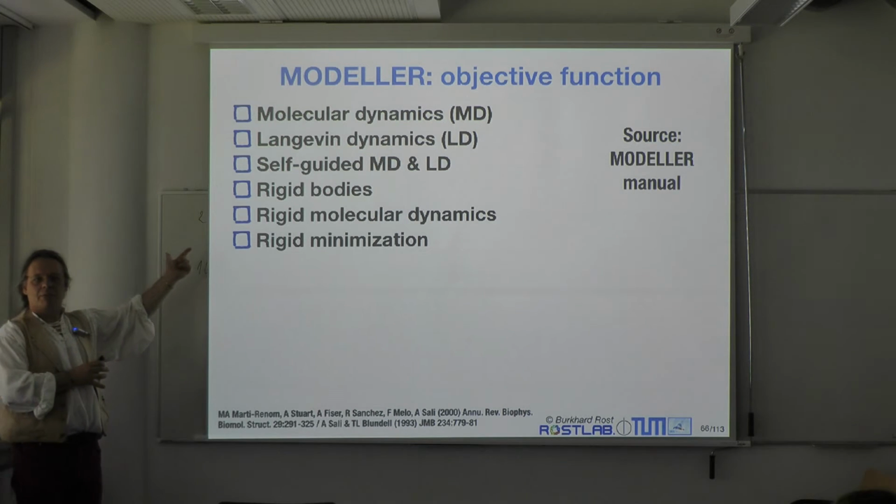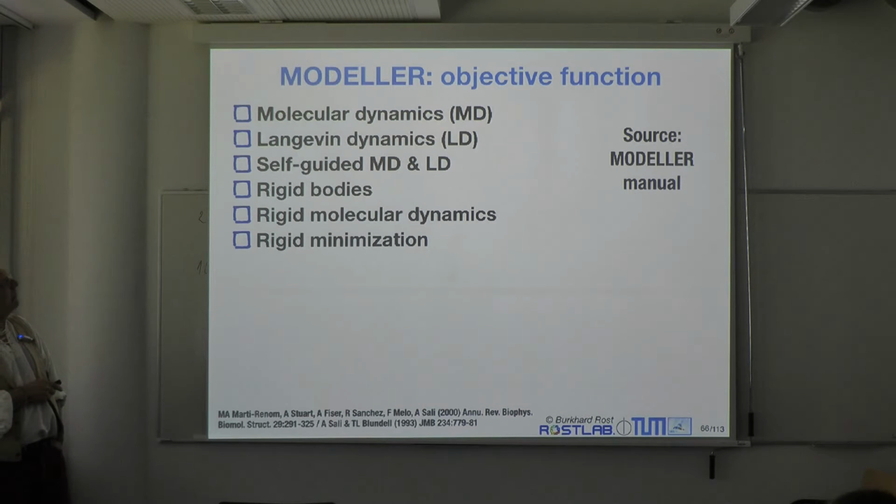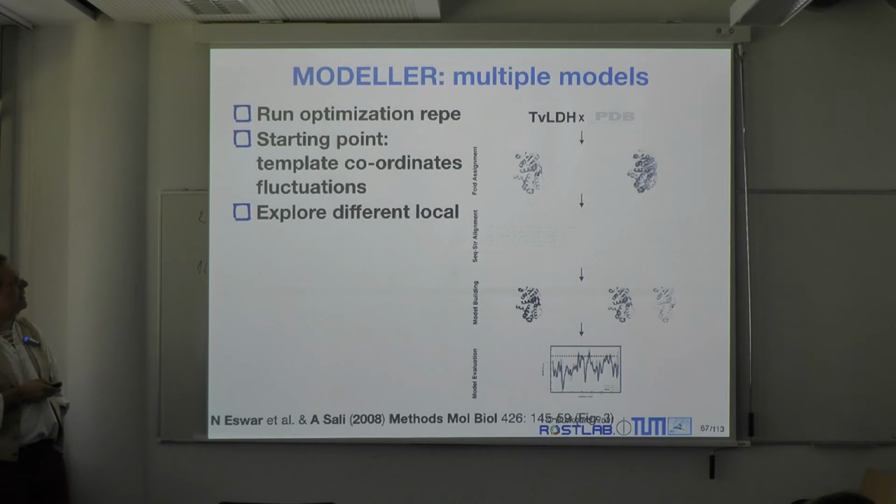In some sense, it's the same problem as I mentioned in the threading. And there are different ways. You could have molecular dynamics, you can have Langevin dynamics, and other ways. You can have rigid body superpositions, rigid molecular dynamics, rigid minimization. Modeler has been around a long time. So essentially, they tried all of these options, found advantages in all of them, and what you get is a package where you can choose, and by default it finds a path through the choice of options they have.